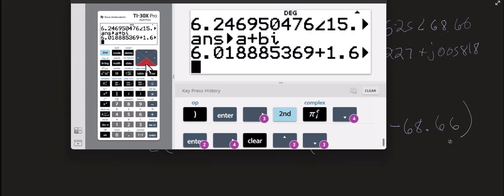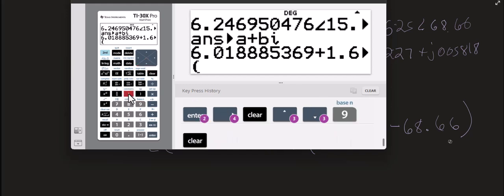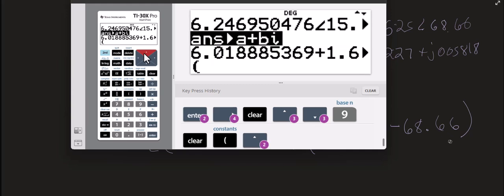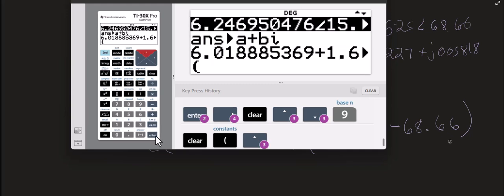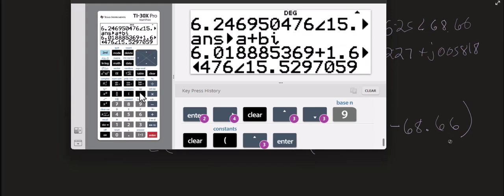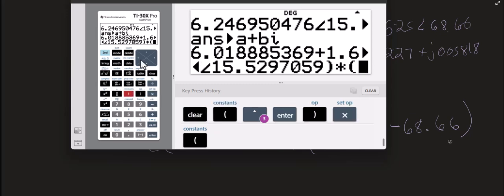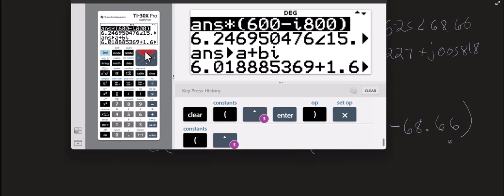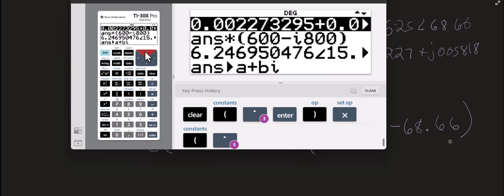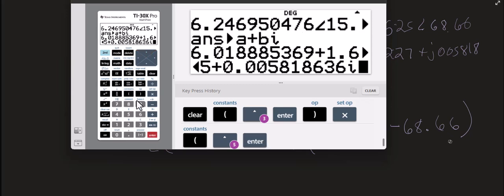So I'm going to get, careful to use parentheses, so this was my voltage times, and I'll get my current. I think this was my current. And I'm going to change the sign of the imaginary part.